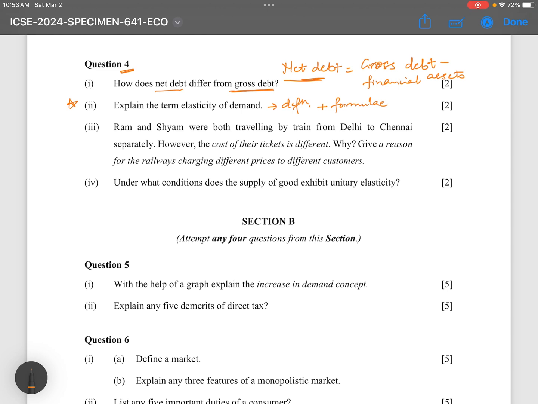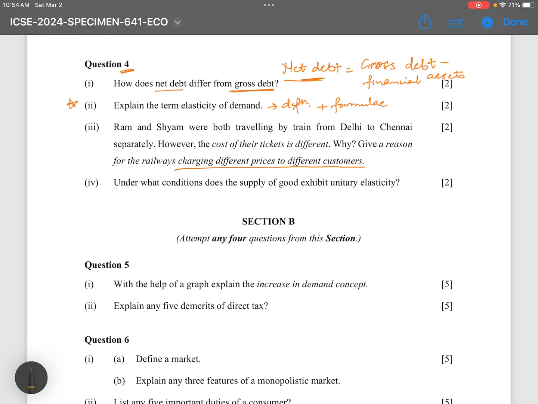Next question: Ram and Sham were both traveling by train from Delhi to Chennai and their cost of tickets is different. Why? Give a reason for the railways charging different prices to different customers. Now this is a feature of price discrimination. This is practiced by whom? A monopolist, or a single seller of a product. He can charge different prices to different consumers. This practice is called price discrimination.